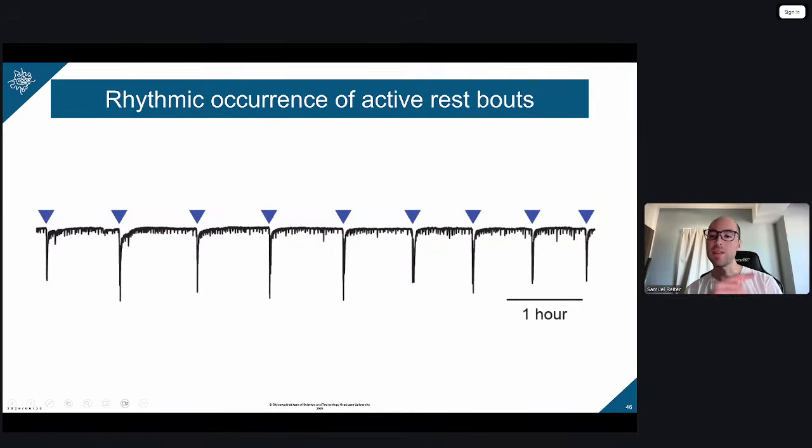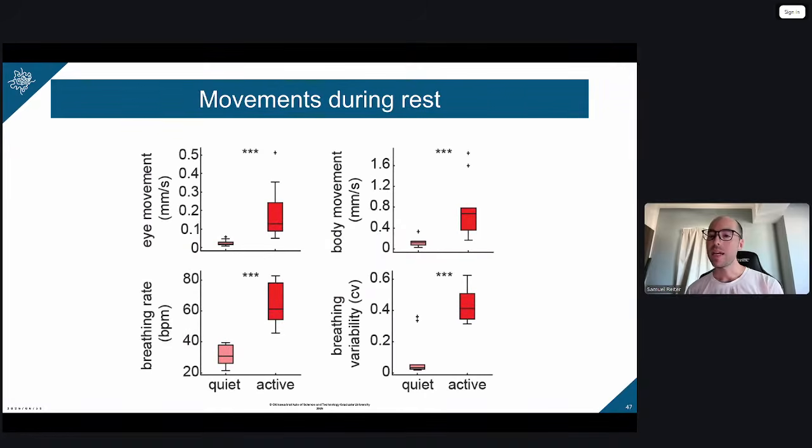We found that this behavior repeats. So throughout the day, you have a bout of active rest that's followed by about an hour of quiet rest before another bout of active rest. And this goes on and on all day long before the animal wakes up at night to hunt. So besides the rapid skin pattern changes, active rest, we found, was accompanied by rapid eye movements.